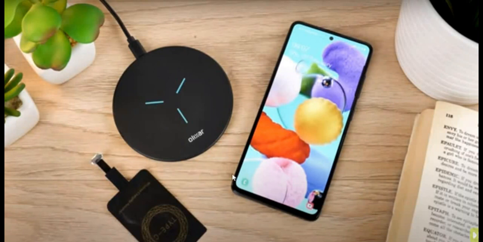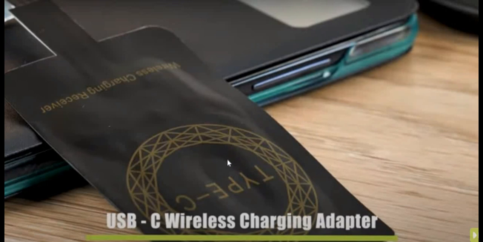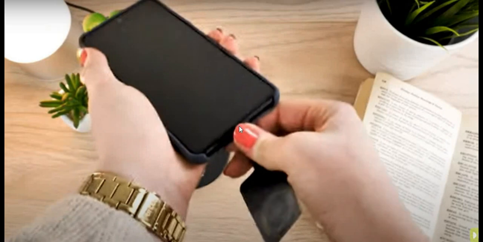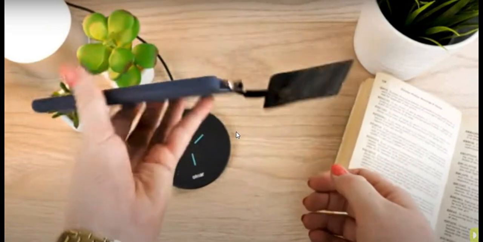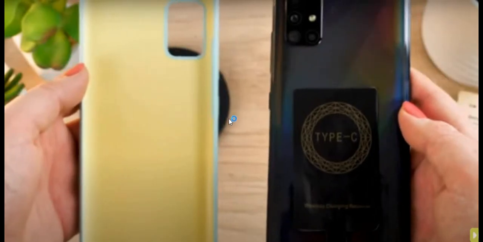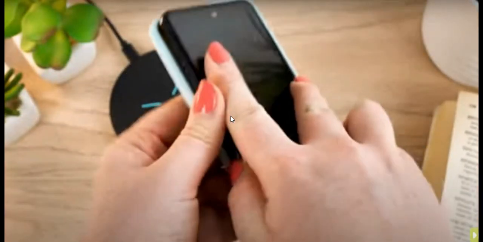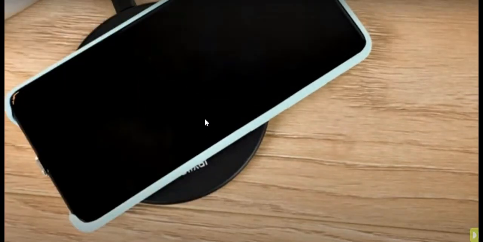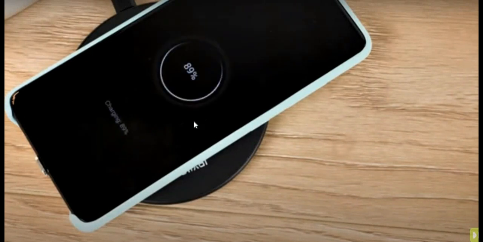Okay, you can see the working. This is the primary coil, and this one is the secondary coil. Now the secondary coil is connected to the charging port of the mobile phone, and it is placed at the back side. And we can put the cover also, because electricity can be induced even through plastic material. Okay, now the phone is placed on the primary, so it started charging.